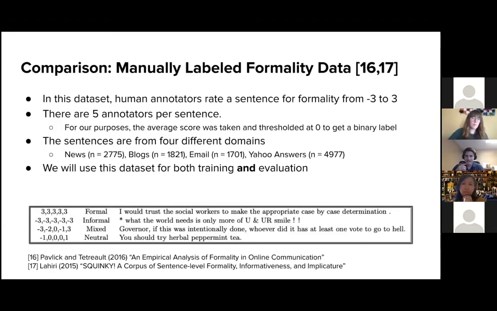So the data sets that we're going to compare against, there's 3 of them. The first one is manually labeled formality data. So this is the data from before. Annotators give scores, we average the scores, we threshold it at 0, and then we have a data set.